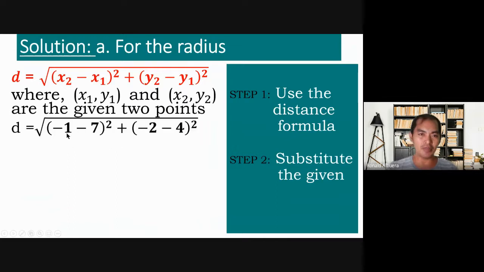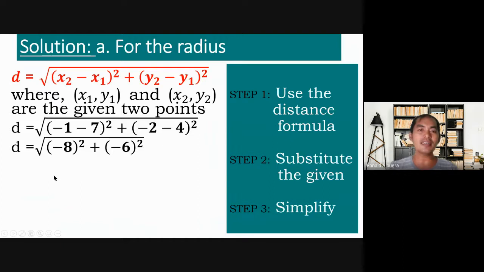So we have here -1 minus 7 squared and -2 minus 4 squared. Then simplify. We have the square root of -8 squared plus -6 squared. Bakit -8? Because we are adding the same sign. -1, -7, adding the same sign is add the number and copy the sign. That is why we have -8. And we have here -2, -4, the same sign. So add the number, that is 6, and copy the negative sign.